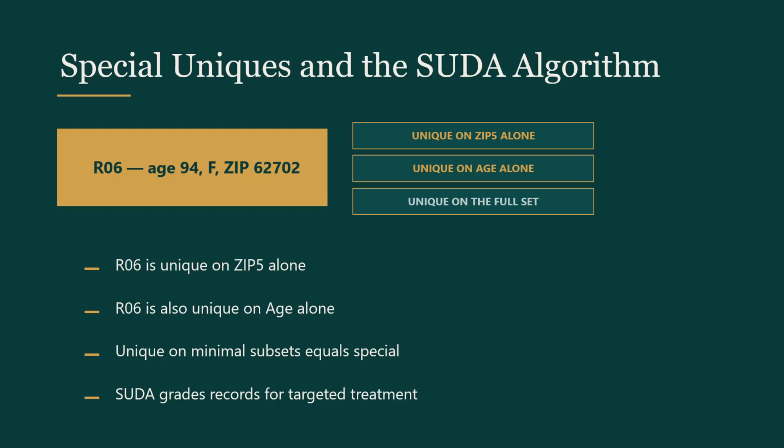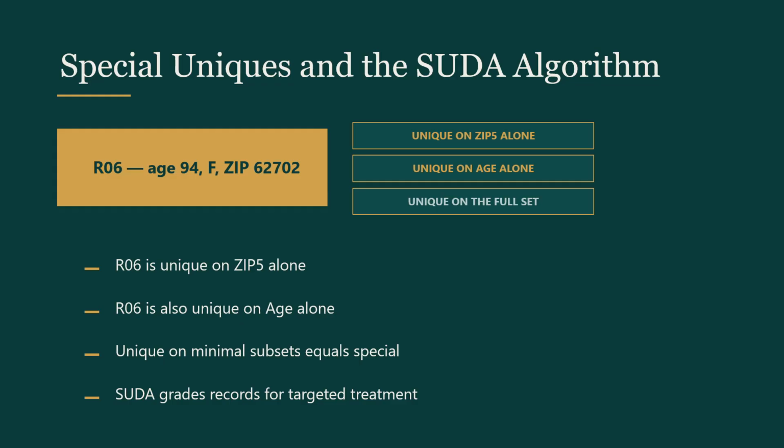Being sample unique on the full quasi-identifier set is ordinary. Being sample unique on a tiny subset of it is a different and much worse condition, and it has a name. Look at R06, our 94-year-old woman in zip 62702. She is unique on the full set of 3, like 7 other records, but check her on one field at a time. She is the only record in zip 62702, so she is unique on zip alone. She is the only record aged 94, so she is unique on age alone. 2 single fields, each isolating her by itself.